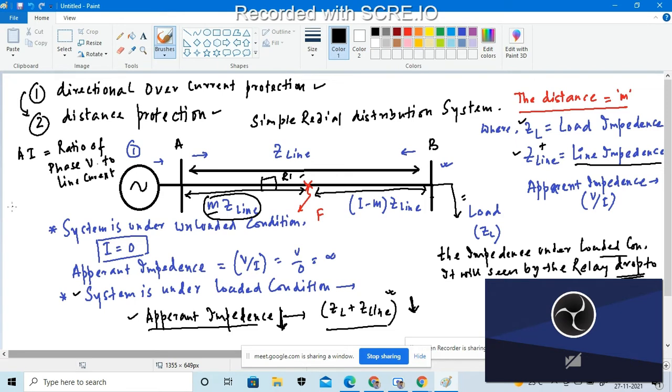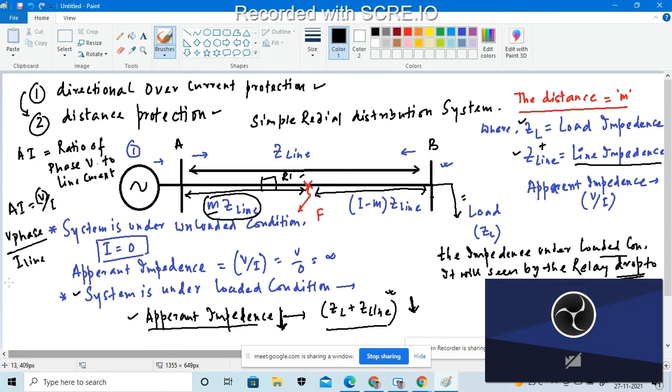So that is why, for the apparent impedance, we will consider V by I. That means V is actually my V phase, divided by my line current, I line. That means this transmission line current. So the basic principle of the distance relay is that the apparent impedance seen by the relay R1 is defined as the ratio of the phase voltage to the line current of a transmission line.